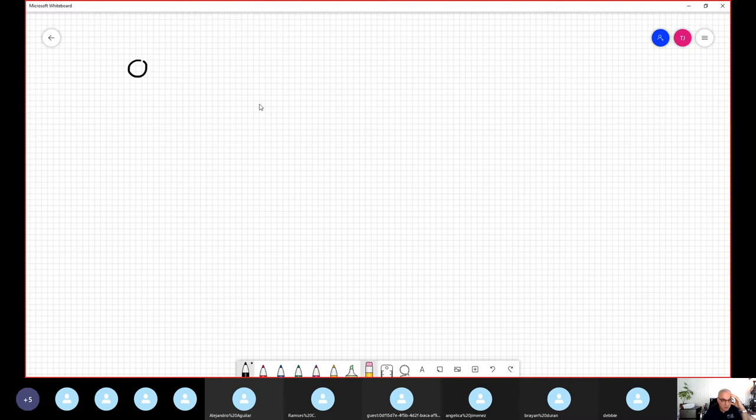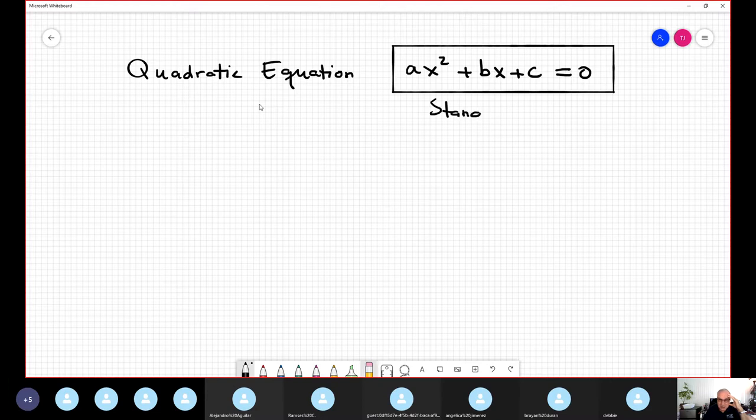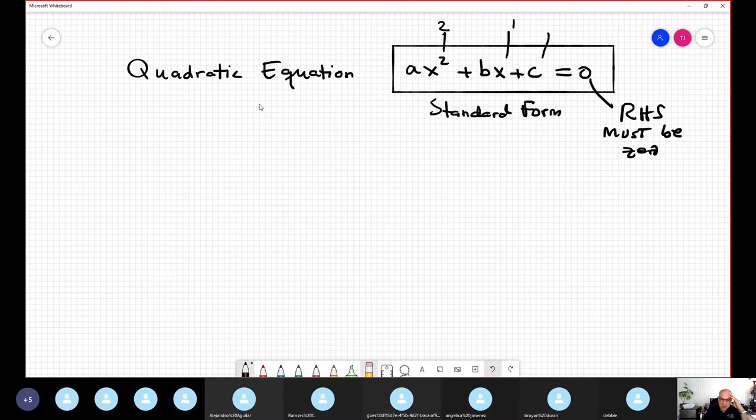Okay, listen to me. This is my famous quadratic equation. It looks like that: ax squared plus bx plus c equal to 0. By the way, this equation is already expressed in standard form. How do you know? Because the right hand side must be 0, and also you organize in descending order of the degree: degree 2, degree 1, degree 0. This is standard.